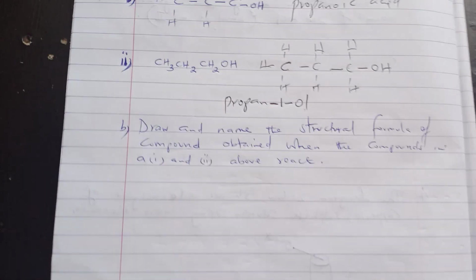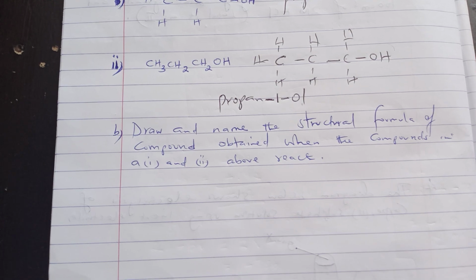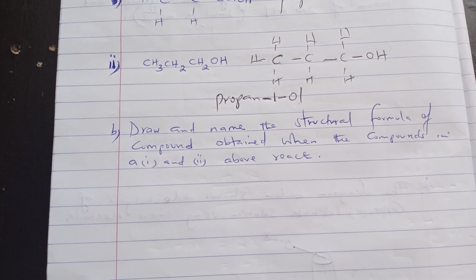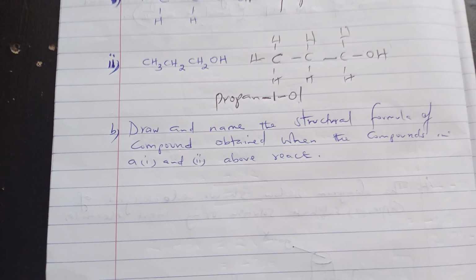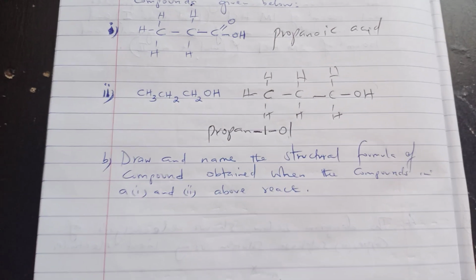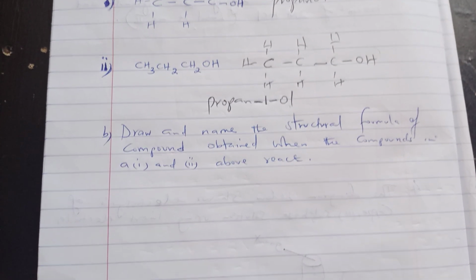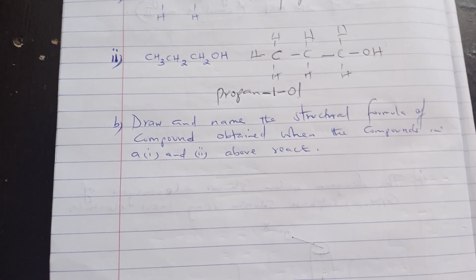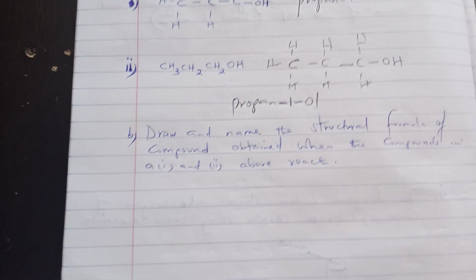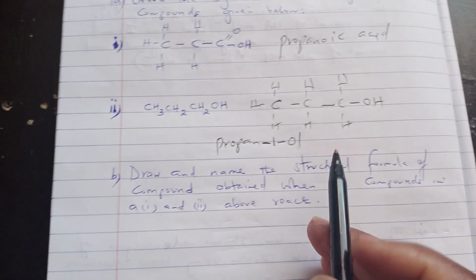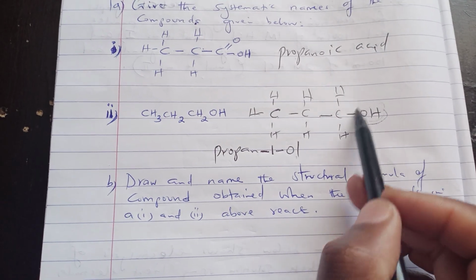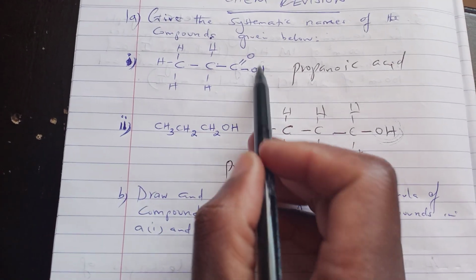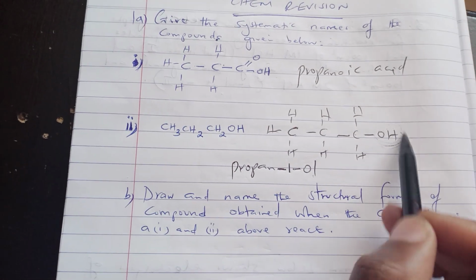And then the next part says draw and name the structural formula of the compound obtained when the compounds in A, Roman 1 and Roman 2 above react. So when you have the acid and the alkanol reacting, what do you get? We said you get an ester. And how is it done? We always said this, that from here, this OH is the one that is used in the reaction. So we remove this one, and the acid gives us the H, and then the alkanol gives us OH. So it means we shall not have OH at the end.